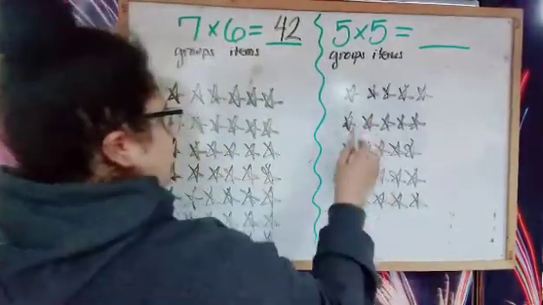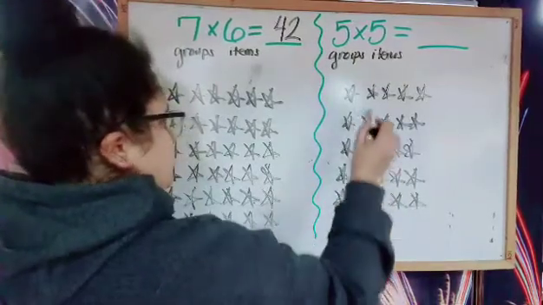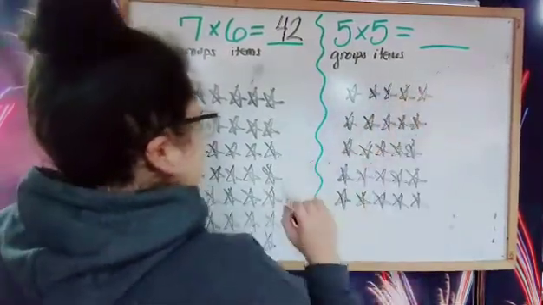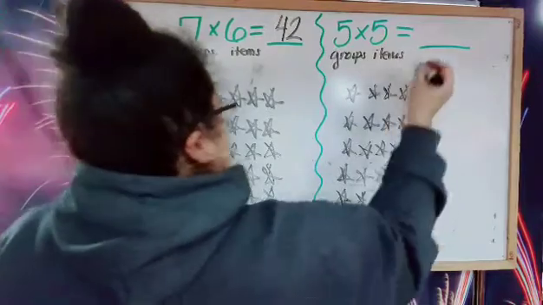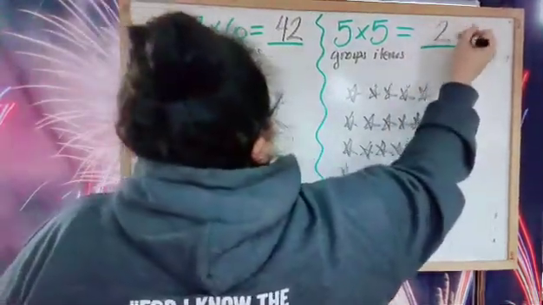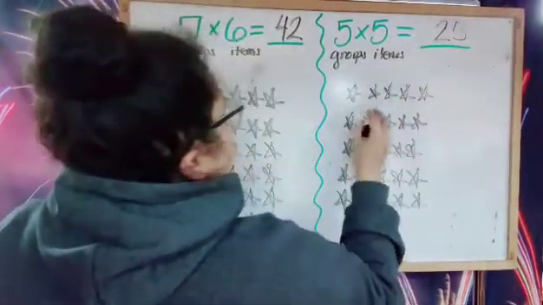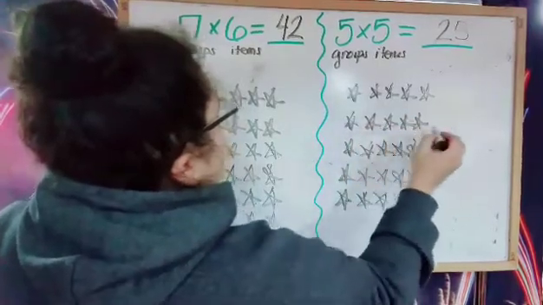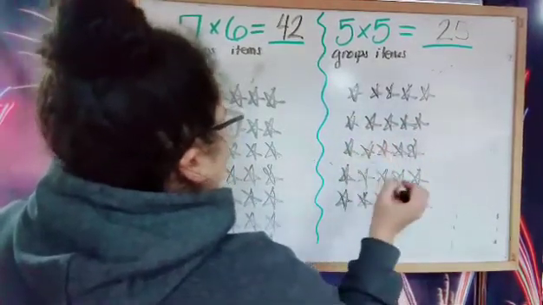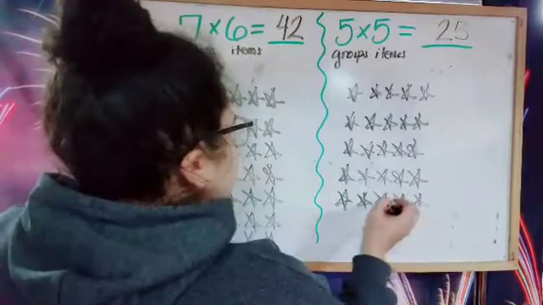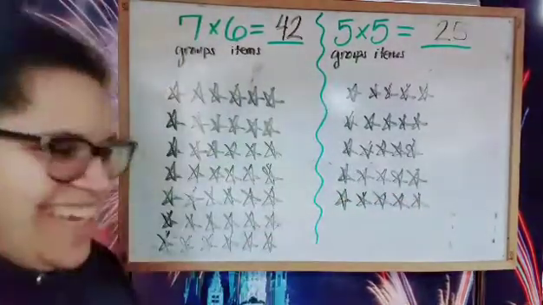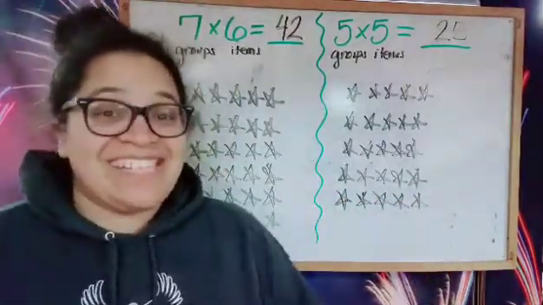All right, so we have 5 groups with 5 in them. So 5 times 5, if you count your stars up and I count mine up, we should get 25. 1, 2, 3, 4, 5, 6, 7, 8, 9, 10, 11, 12, 13, 14, 15, 16, 17, 18, 19, 20, 21, 22, 23, 24, 25. Yay, we did it. Awesome job, guys.